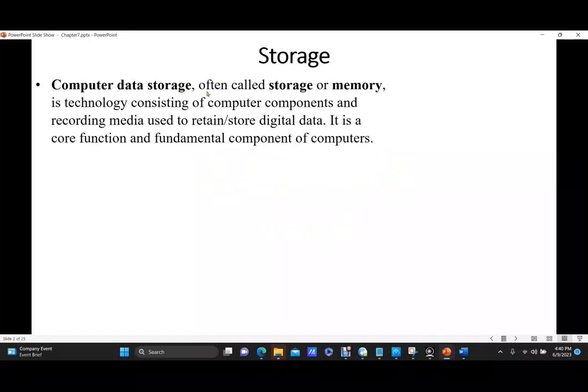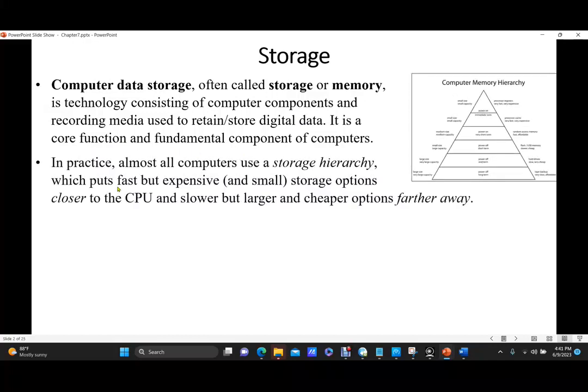Computer storage, data storage, memory, is technology that consists of components and recording media. It's used to retain or store digital data. It's a core function, primary function, and fundamental component of computers.